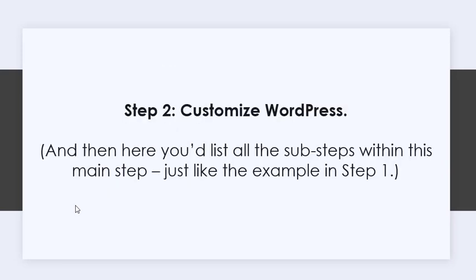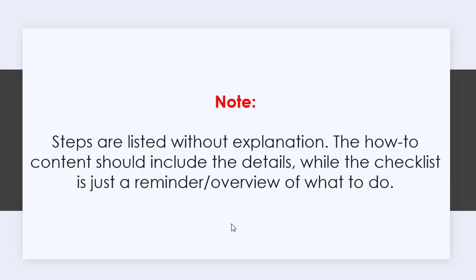Step 2, customize WordPress, which is your main step. And then here, you'd list all the sub-steps within this main step, just like the example I've stated on the first step. Now just take note that the steps are listed without explanation. The how-to content should include the details, while the checklist is just a reminder or overview of what to do.